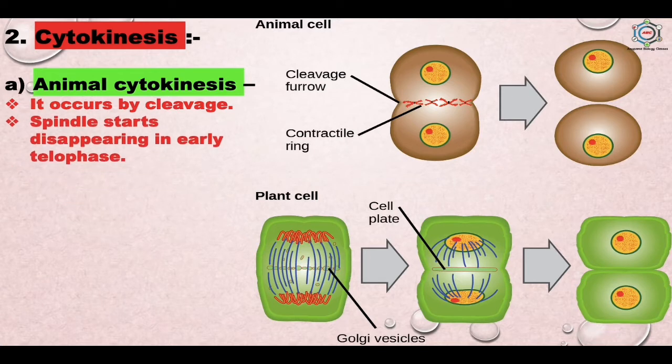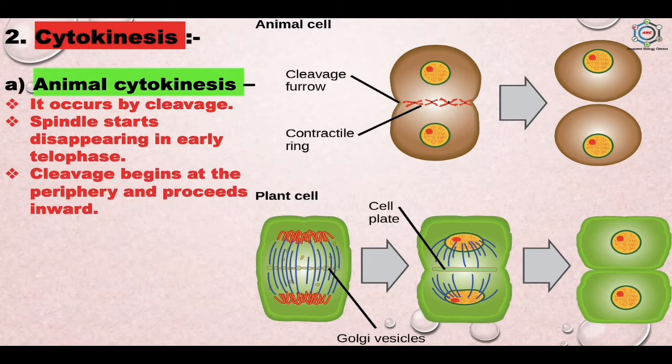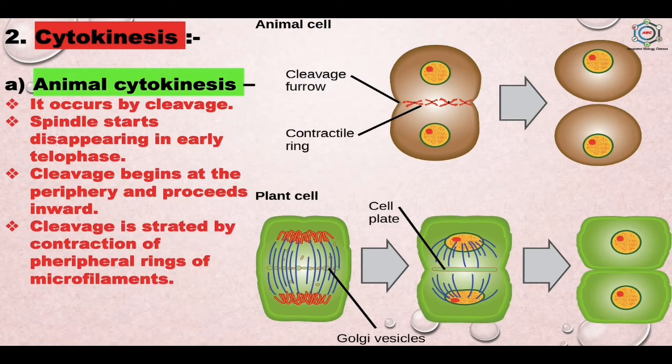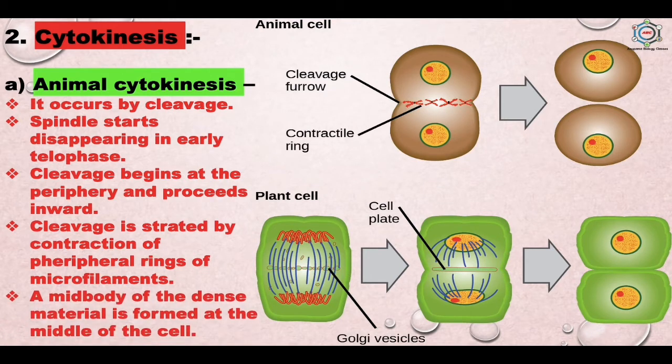Here, the spindle starts disappearing in early telophase. Cleavage begins at the periphery and proceeds inward. Cleavage is started by contraction of the peripheral rings of microfilaments. A midbody of dense material is formed at the middle of the cell. As the furrow deepens, the midbody is compressed and becomes smaller and finally disappears as the two cells are fully formed. So this is the cytokinesis in case of animals.